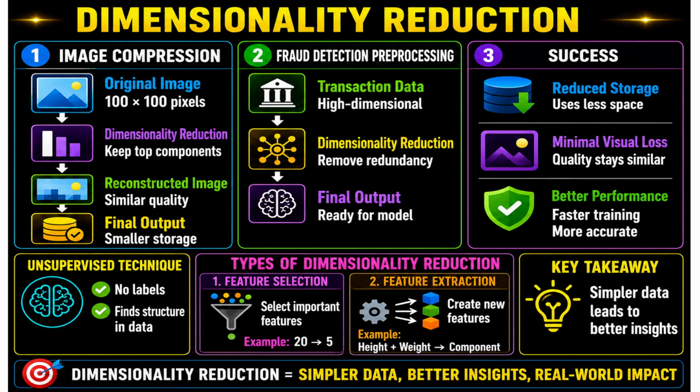Okay, so let's take some examples of dimensionality reduction. One is an original image, then you reduce its dimensionality by keeping only the top components. The reconstruction will have a similar quality. The advantage is the final output will have smaller storage. Another is fraud detection processing, where transaction data is high dimensional. With dimensionality reduction you remove the redundancy, and then the final output you can use for other models for fraud detection.